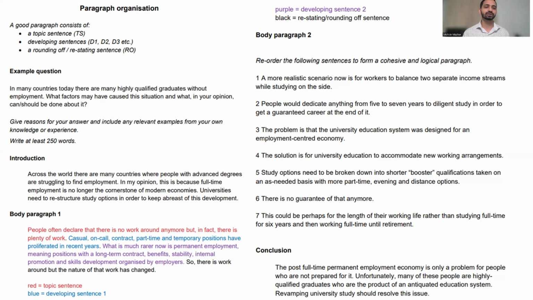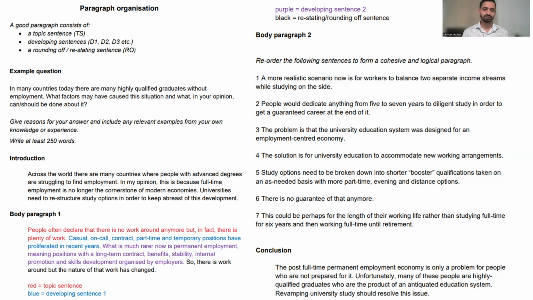Example question: in many countries today, there are many highly qualified graduates without employment. What factors may have caused the situation, and what, in your opinion, should be done about it? Give reasons for your answer and include any relevant examples from your own knowledge and experience. Write at least 250 words. This is the prompt for, let's say, an essay. I will give you the introduction, a body paragraph, and a conclusion. We are at the moment focusing on the body paragraph here, all right?